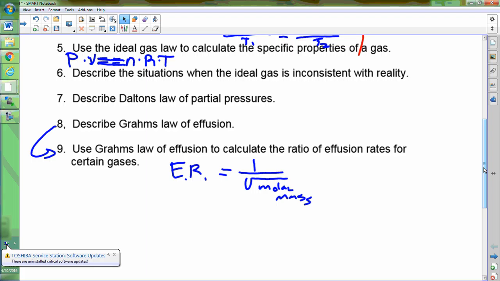That's pretty much all there is to it. If you can do combined gas law and ideal gas law, that's 80% of the test. The others are just filling in the gaps with some of this knowledge. And there will be a couple diffusion rate calculations. Maybe 1, maybe 2, I don't remember. Okay, any questions?